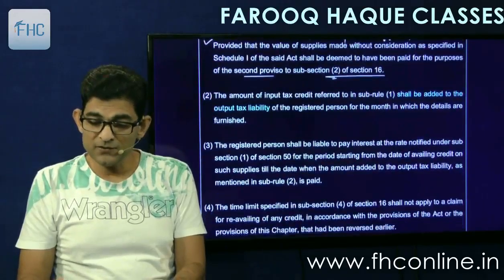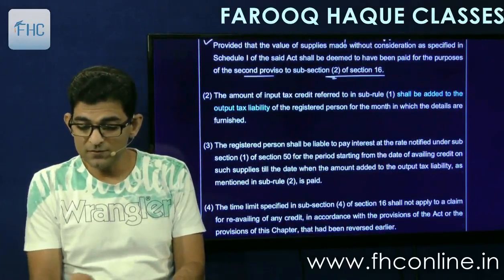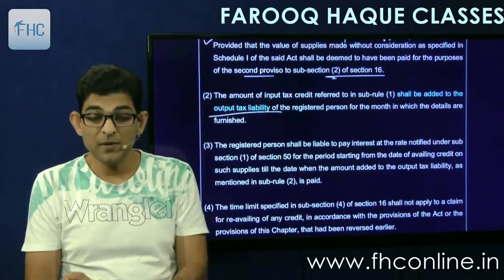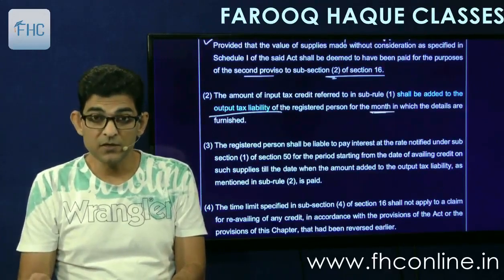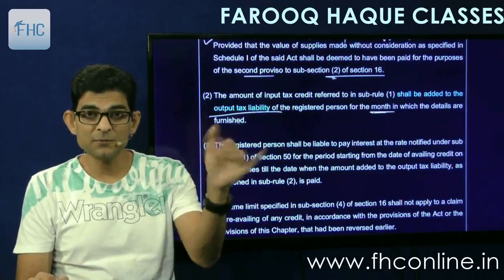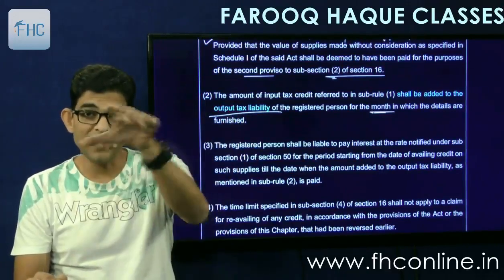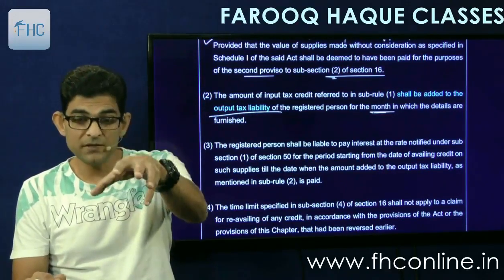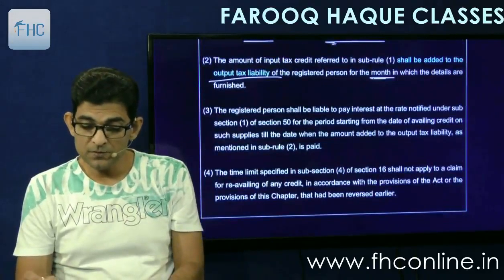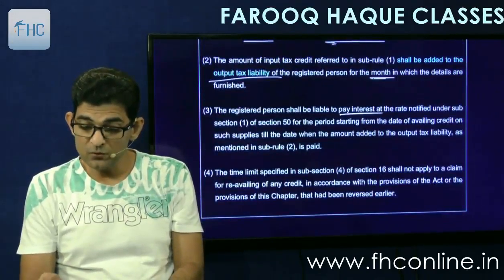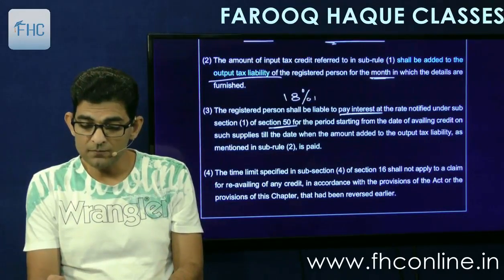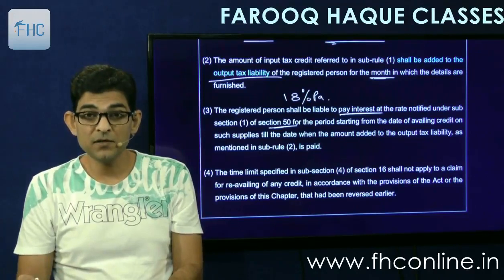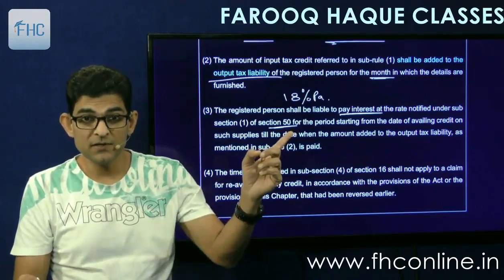Then the amount of input tax credit referred to under sub-rule 1 shall be added to the output tax liability. This is the reversal process. It will be added to the output tax liability for the month in which the details are furnished. So after 180 days expiry, we will furnish the details and then we will add that amount to that month's liability. Then the registered person shall be liable to pay interest at the rate notified under sub-section 1 of section 50. You write down 18% per annum. So you have to pay interest at 18% per annum. That is what is specified here in section 50.